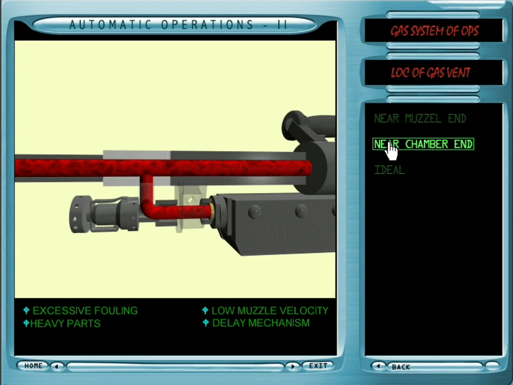Once the gas vent is located close to the chamber end, the movement of parts will commence before the bullet has left the barrel. This will lead to a poor accuracy in the weapon. As the gases are tapped early, more will be the pressure acting on the piston head and therefore on the moving parts. Thus, the moving parts will move back at a faster rate. This will lead to a higher rate of fire in the weapon.